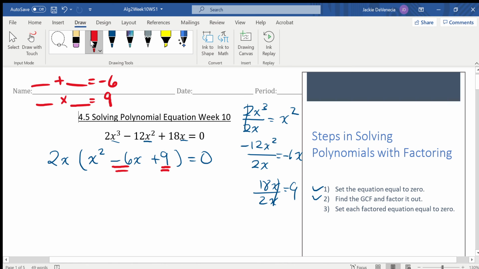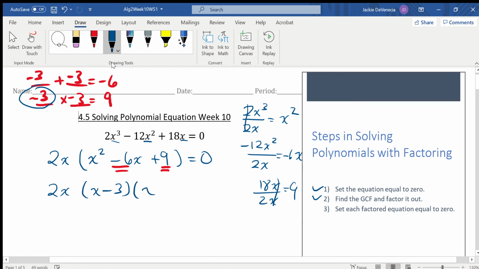Well, if I do a negative 3 times a negative 3, I get a positive 9. But if I do a negative 3 plus a negative 3, that gives me negative 6, so that works. So the answer over here should be 2x times x minus 3, because I want to put this as an expression, and this other one is x minus 3 over here.